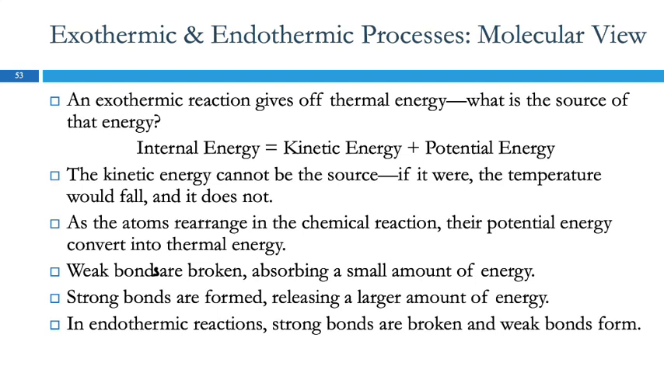Because you can't go forward and backward and have a net increase or decrease in energy. Right? Because the energy of the universe is constant. So strong bonds get formed, and they release a larger amount of energy. So in an exothermic reaction, we've got weak bonds being broken and strong bonds being formed. Energy gets released. The opposite happens in an endothermic reaction. Strong bonds get broken and weak bonds get formed. And so it absorbs energy.